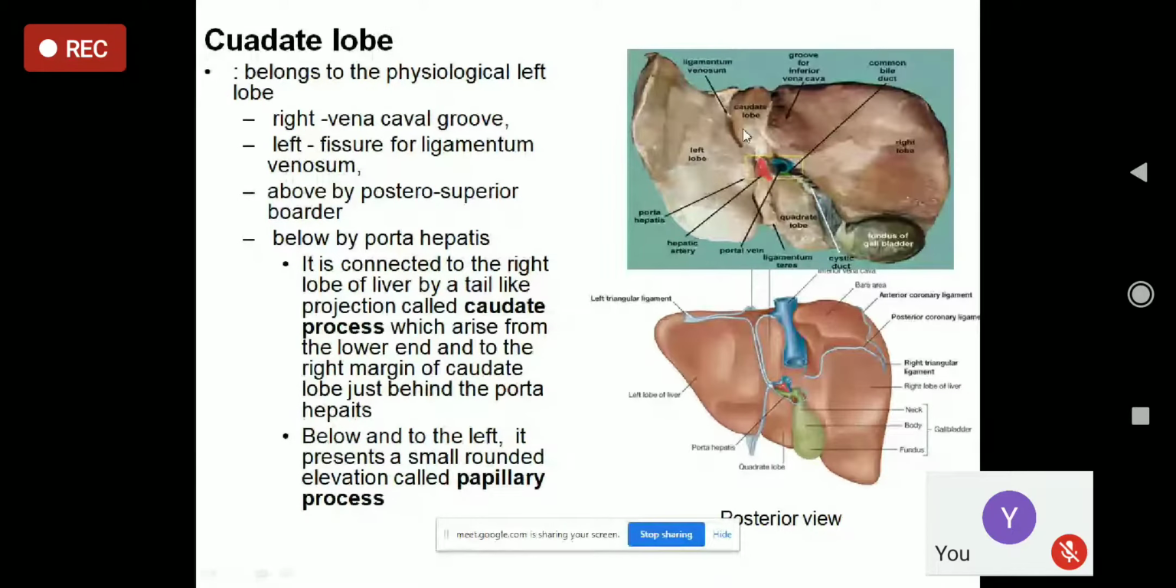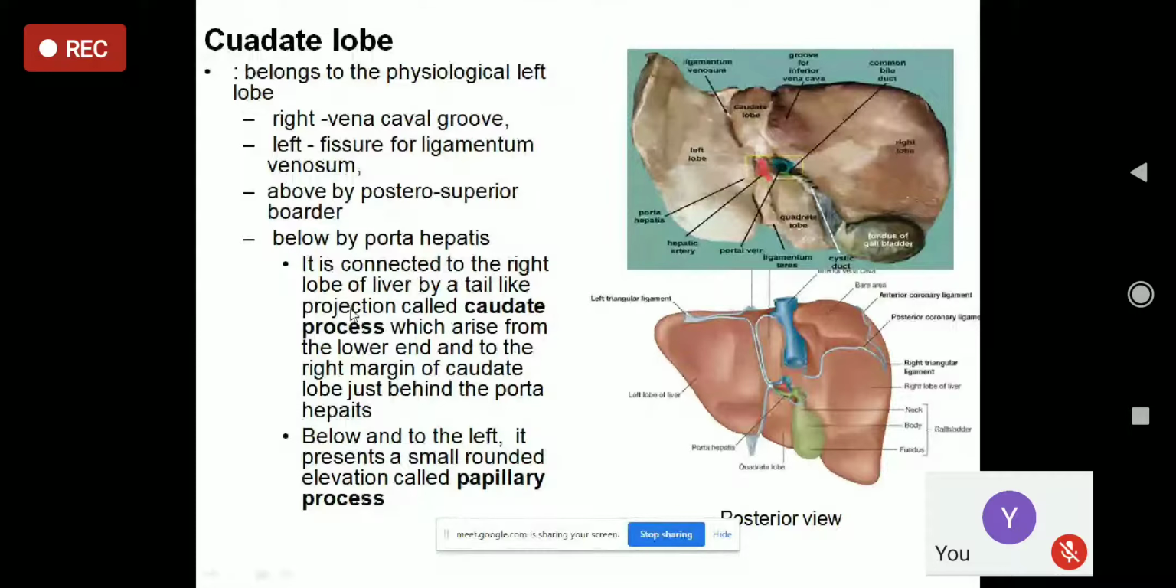This caudate lobe is connected to the right lobe of the liver by a process called the caudate process. You can't see it clearly, but this is the caudate process. From the caudate lobe, one process comes out that is called the caudate process. Via this caudate process, the caudate lobe is connected to the right lobe. Whereas on the left side, there is one process called the papillary process. In summary, on the right side of the caudate lobe you'll get the caudate process, whereas on the left side you'll get the papillary process. Are you getting what I've said?